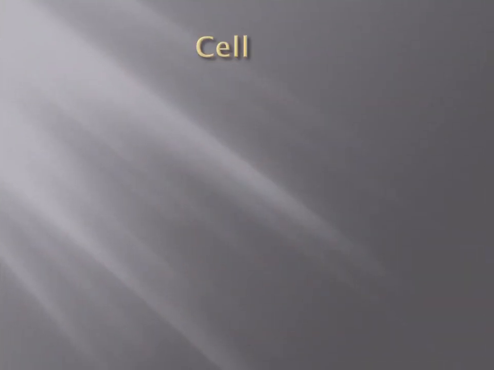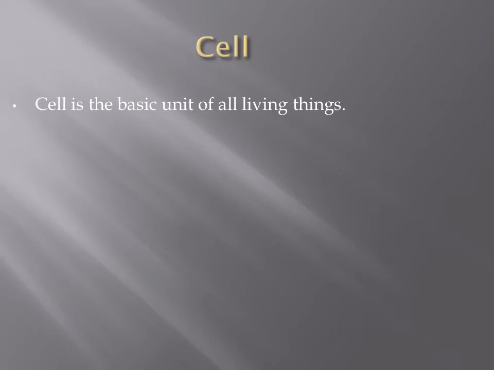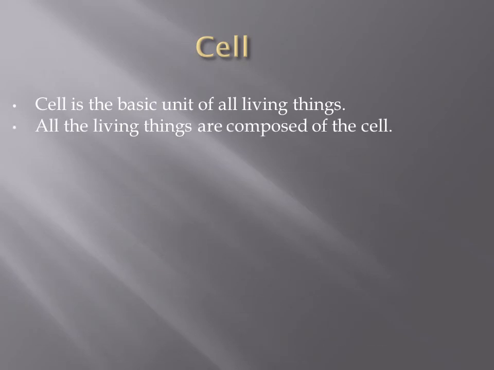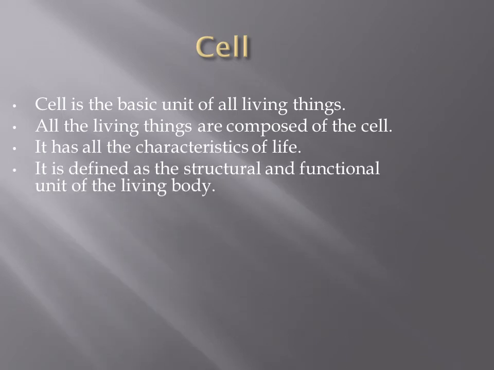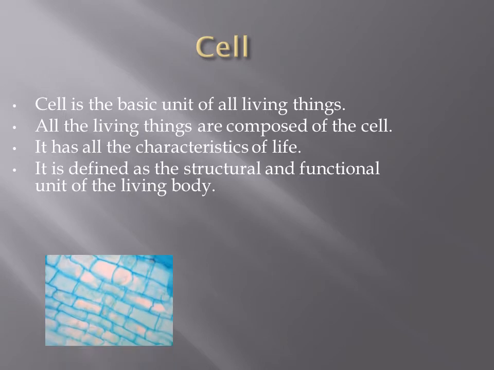Cell. What is a cell? A cell is the basic unit of all living things. All living things are composed of cells. It has all the characteristics of life. It is defined as the structural and functional unit of the living body.